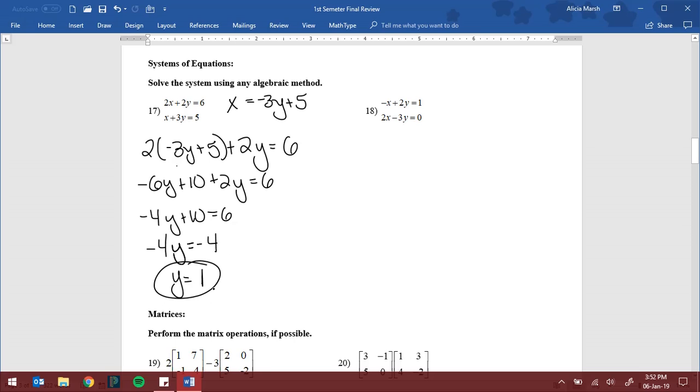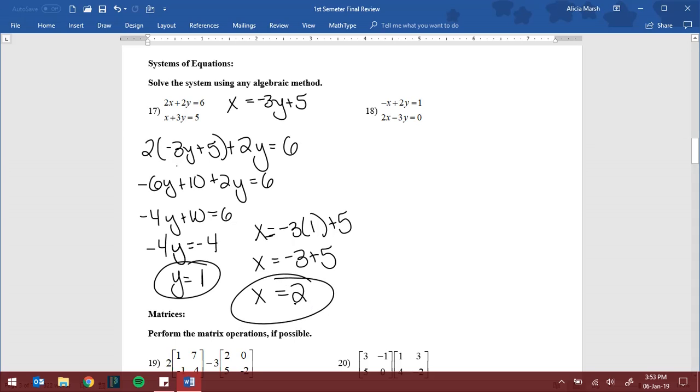Now, to find x, I'm going to plug that 1 into this equation here that's solved for x and see what I get. So negative 3 times 1 plus 5. It's negative 3 plus 5. So x is 2. So my answer is (2, 1).